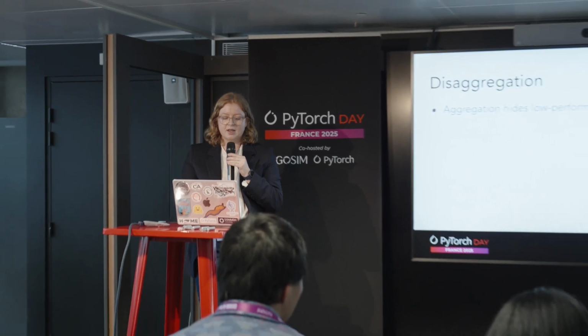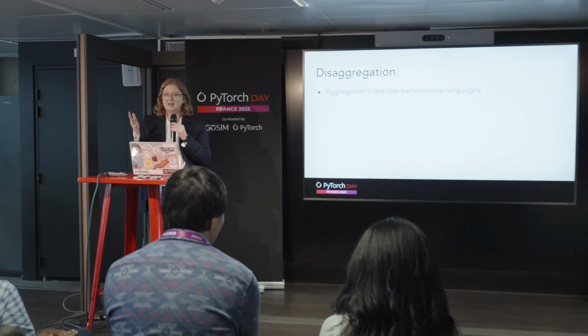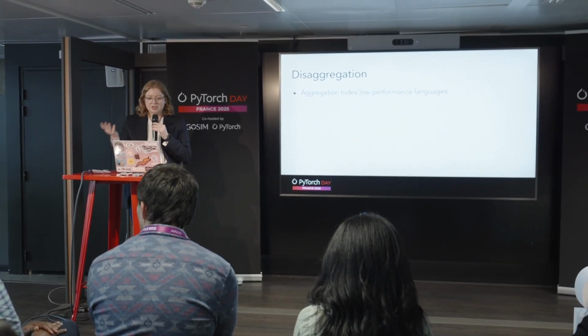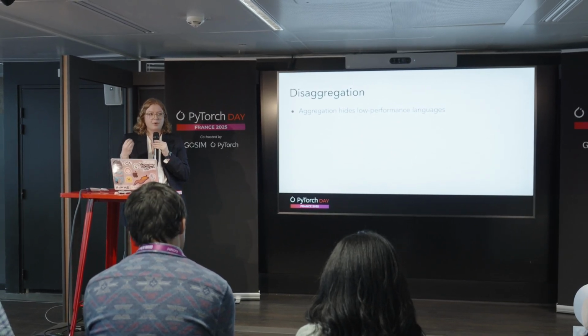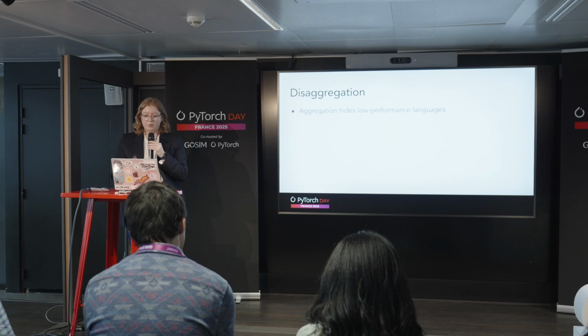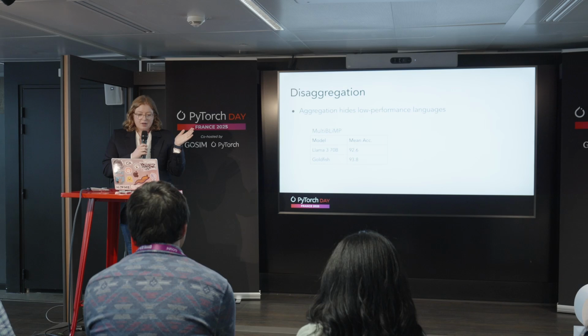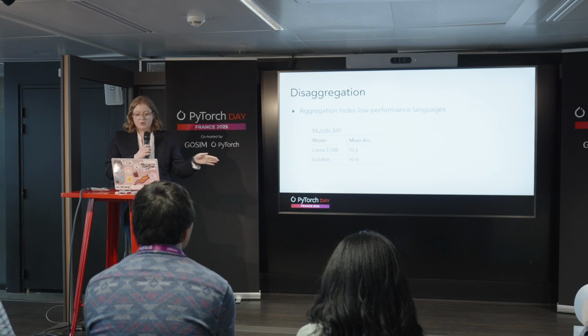And then in terms of reporting benchmark scores in a multilingual setting, it's important to disaggregate your benchmark results across different languages, because aggregating them by just taking the mean accuracy across all of your languages is really going to hide some important information about, especially, which languages your model is not doing well on. So these are some MultiBLiMP scores for two sets of models.